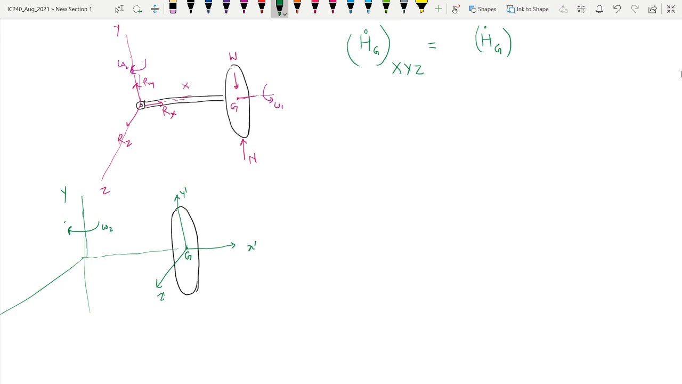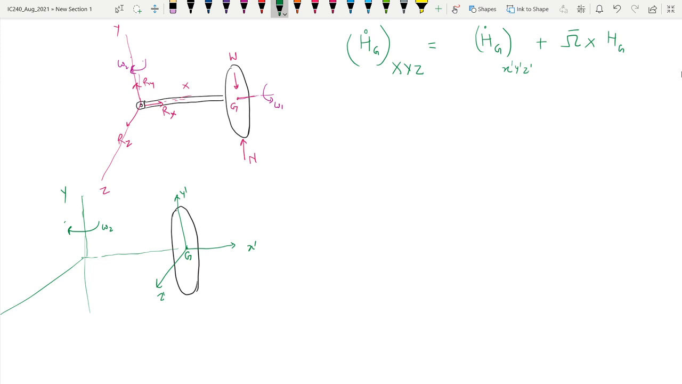So we are going to write this rate of change of angular momentum of the system as observed from XYZ is equal to the rate of change of angular momentum about x prime, y prime, z prime, plus omega of this frame x prime, y prime, z prime cross product with Hg, this vector itself, right? So this is the expression for calculating the rate of change of angular momentum.